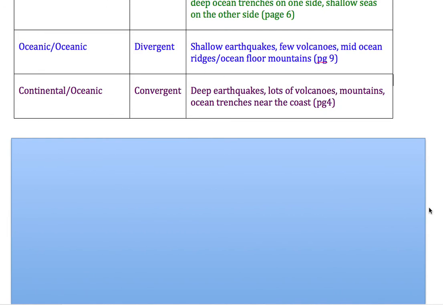So you will be responsible for finding specific examples, the best examples of these types of boundaries on the fourth map. And then on notebook paper, you will have to provide evidence for why you have chosen those locations.